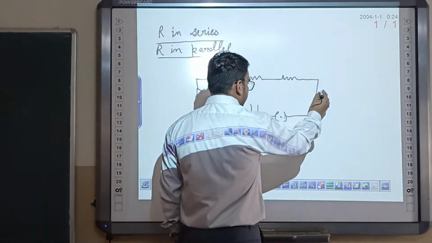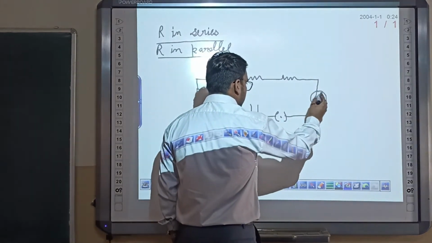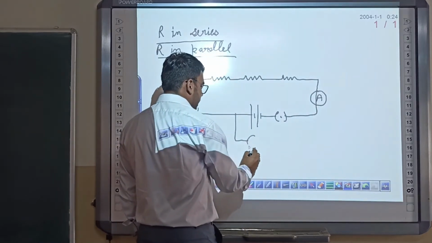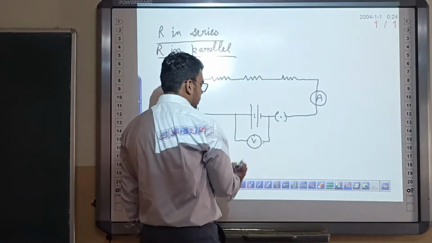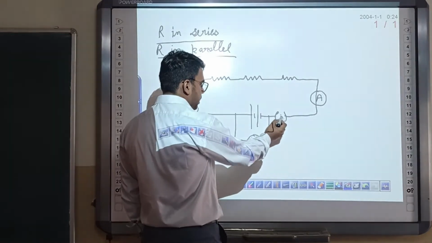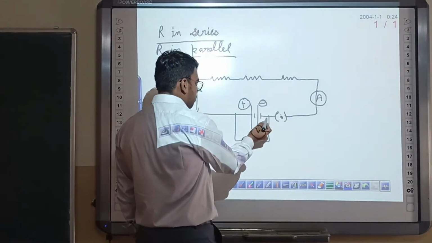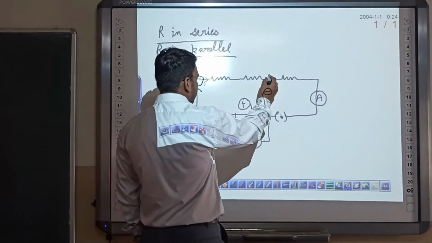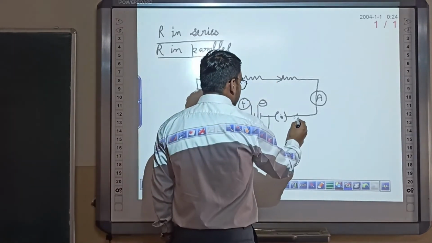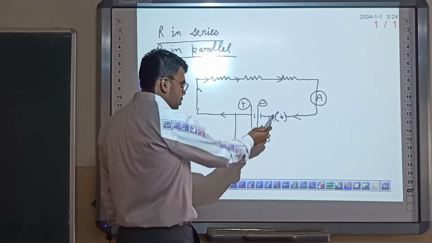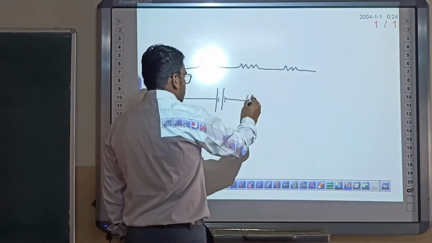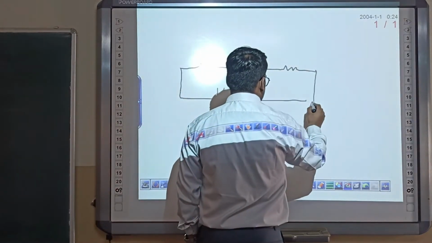Okay, and here we can connect one ammeter. Here in parallel we can connect a voltmeter to measure the voltage. So when we switch on the key, what will happen? Current will start flowing from positive terminal to negative terminal. Okay, so what will happen if we switch off this key? This is called connection in series.